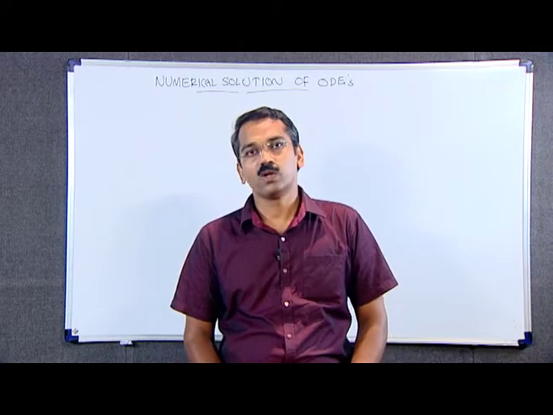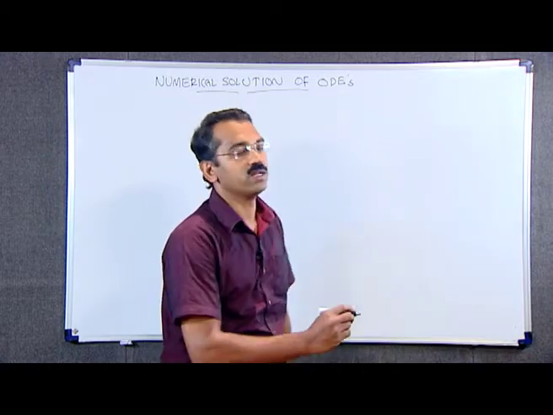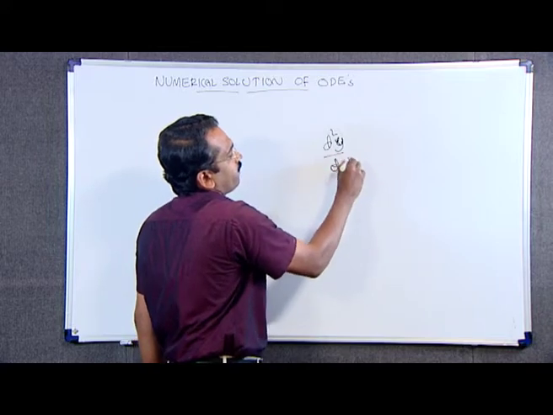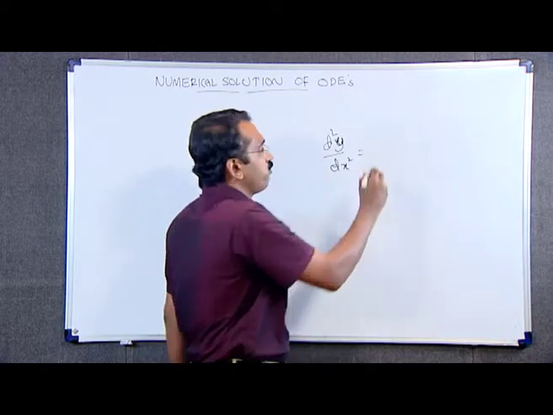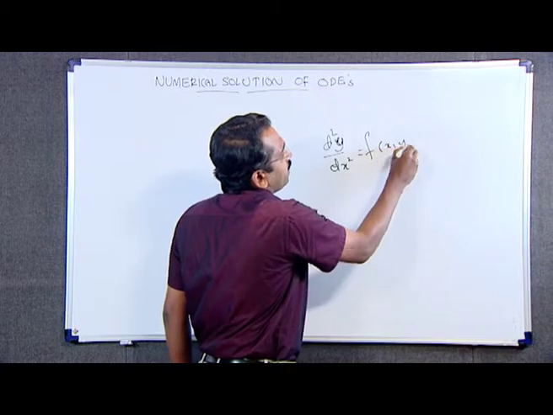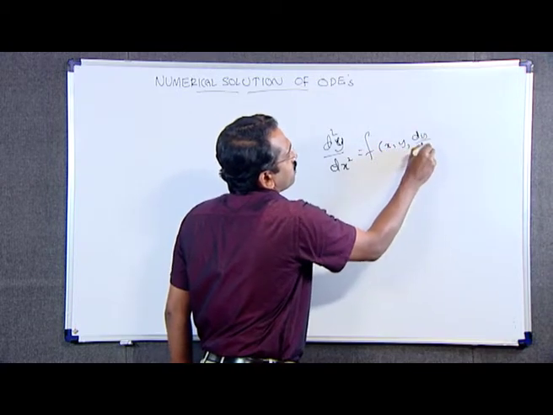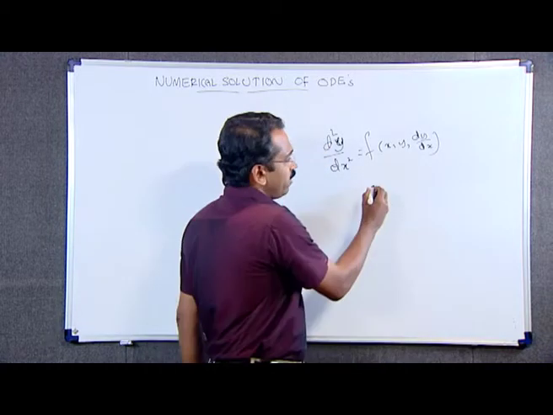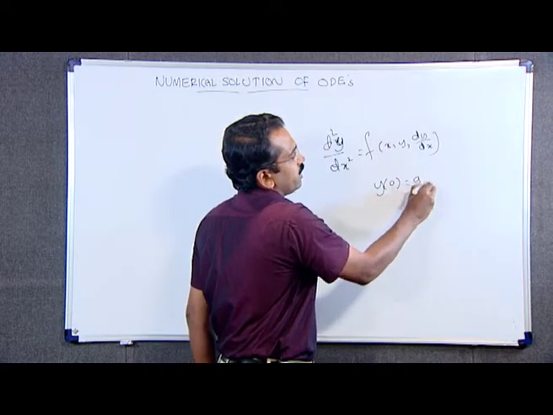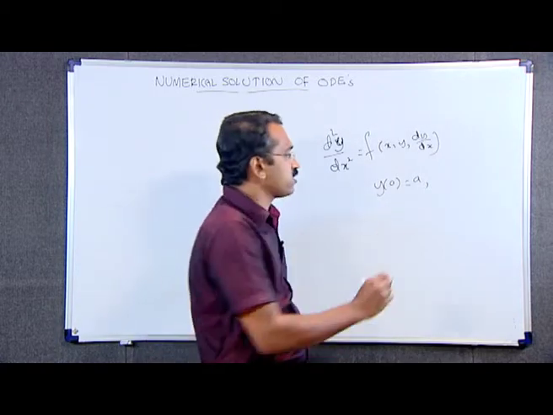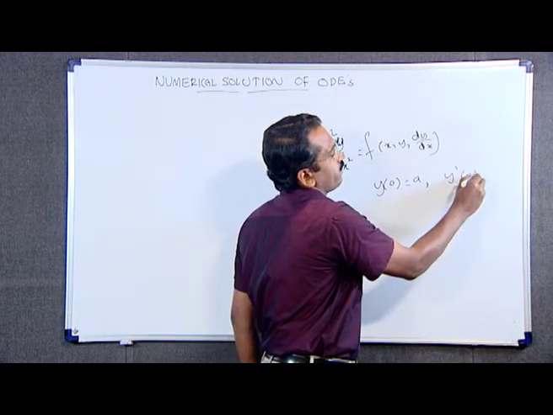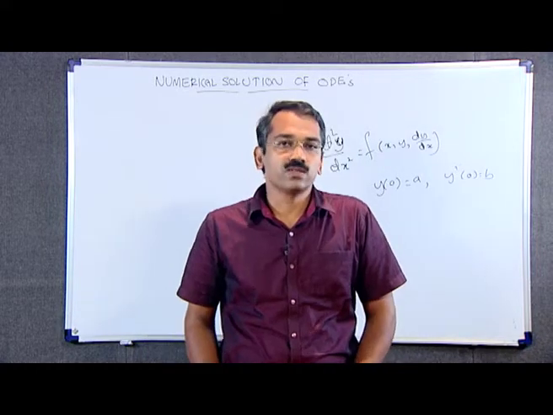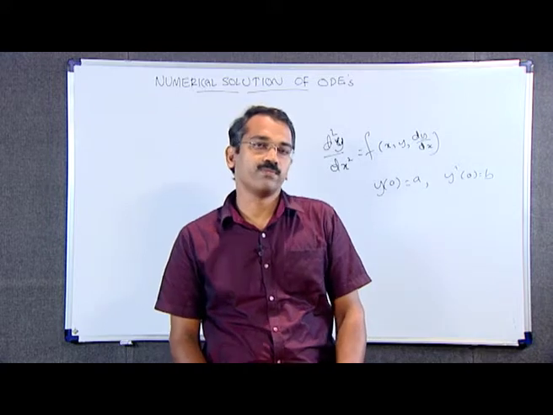For example, the problem of solving the differential equation d square y by dx square is equal to f of x, y, dy by dx, subject to the conditions y of 0 is equal to a and y dash of 0 is equal to b. Then this problem is an initial value problem.